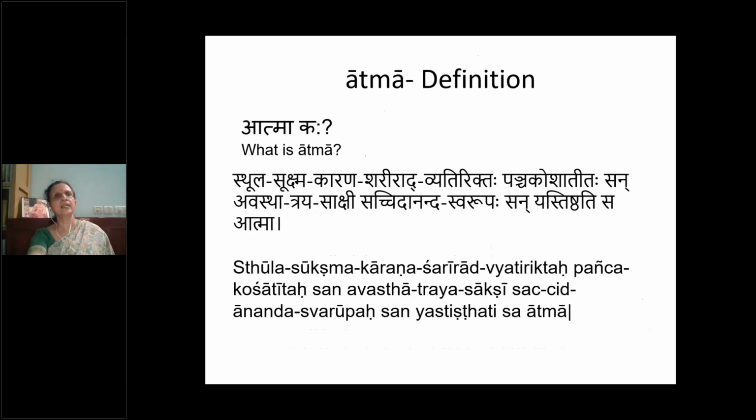So once again, revisiting this definition so that we remember, don't get too worried. There are still some aspects of this which I have not explained. I am coming to that. Stula Sukshma Karana Sharirat Vyatiriktaha, Panchakoshatitaha San Avastatraya Sakshi Satchidananda Swarupaha San Yattishtati Sa Atma.